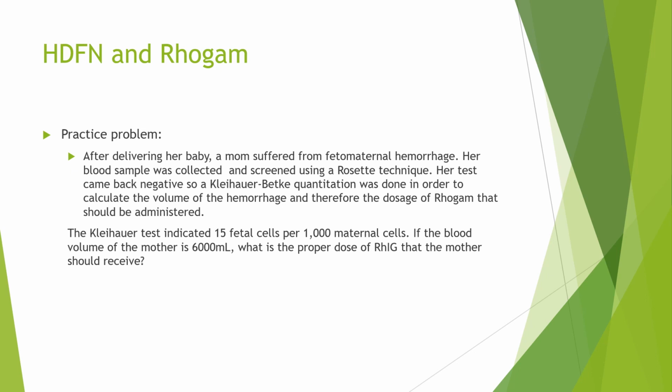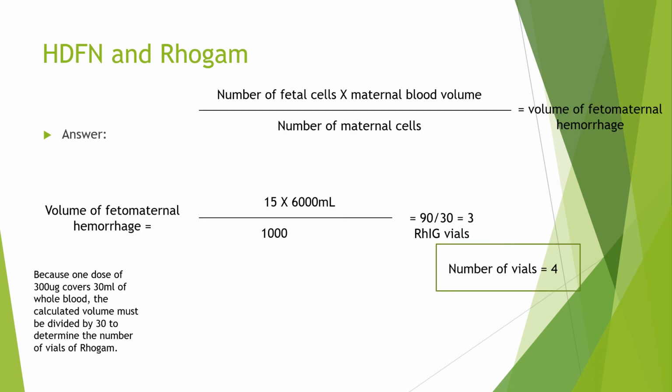These are the results: 15 fetal cells per 1,000 maternal cells. The blood volume of the mother was 6,000 mL. And what is the proper dose of Rhogam that should be administered to the mom, not later than 72 hours?